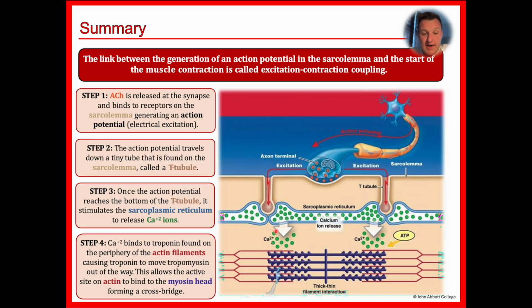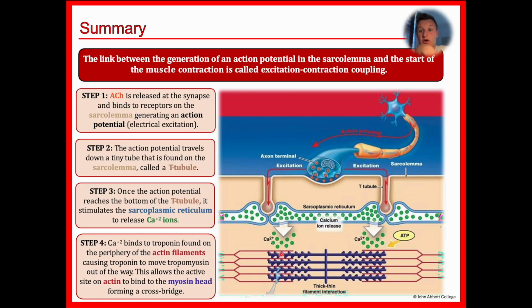Step four, that calcium will bind onto troponin. We don't see that in this picture, but we know that calcium binds to troponin, found on the periphery of the actin filaments, on these red filaments. That will cause troponin to move the tropomyosin out of the way. We don't see that in this picture, but we know it happens. This allows the active site on actin to bind to the myosin head. So the red and the purple will then bind and they'll form a cross bridge.